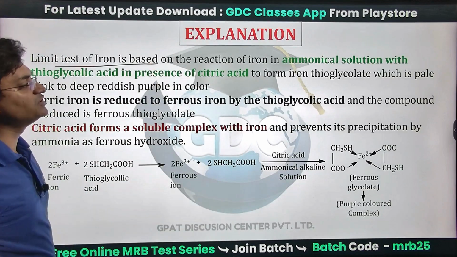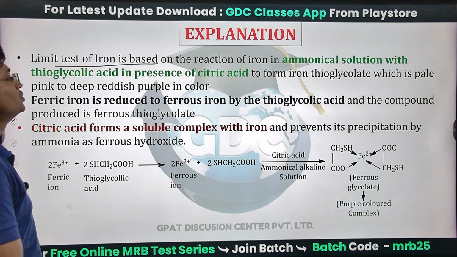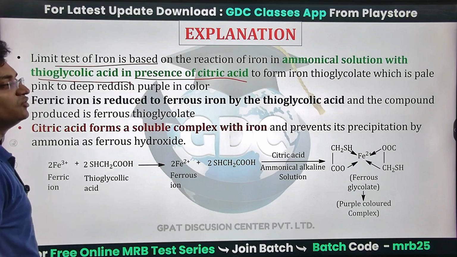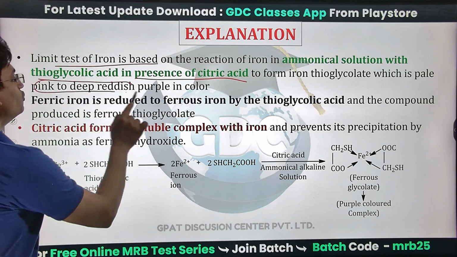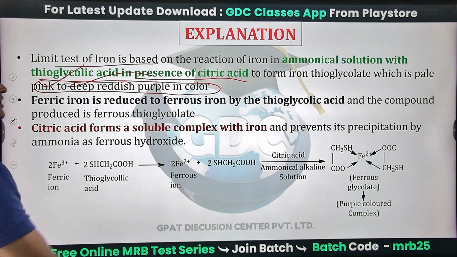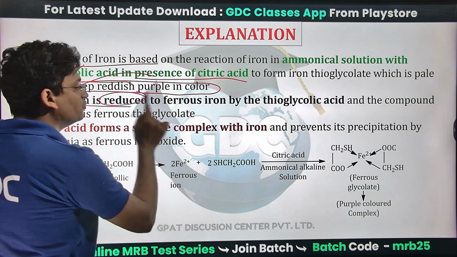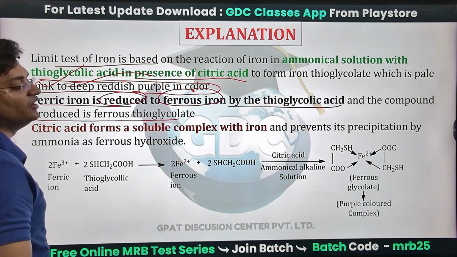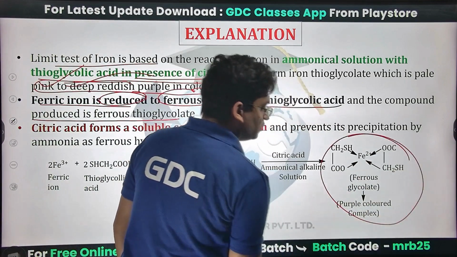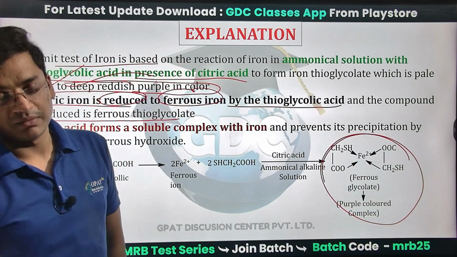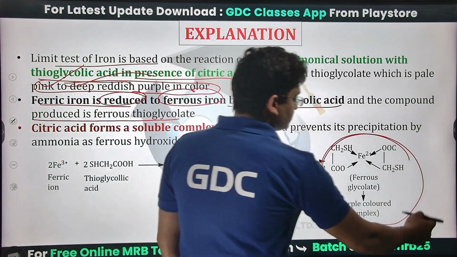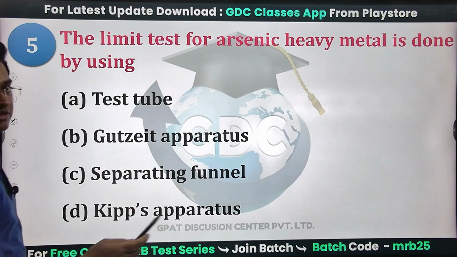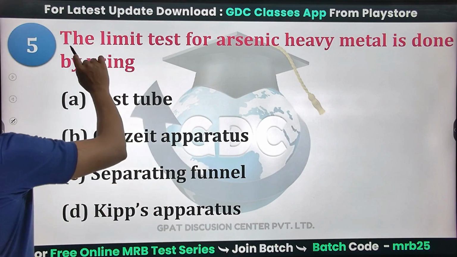Limit test of iron is based on the reaction of iron in ammoniacal solution with thioglycolic acid in presence of citric acid to form iron thioglycolate, which is pale pink to deep reddish purple in color. Ferric ion is reduced to ferrous ion by thioglycolic acid, and the compound produced is ferrous thioglycolate complex. This complex looks purple in color, and this color is used to differentiate between the test sample and the standard samples.